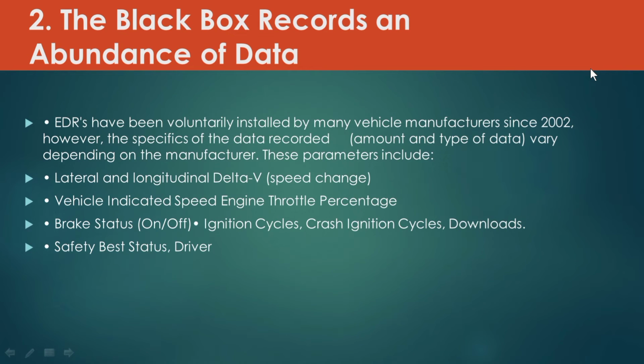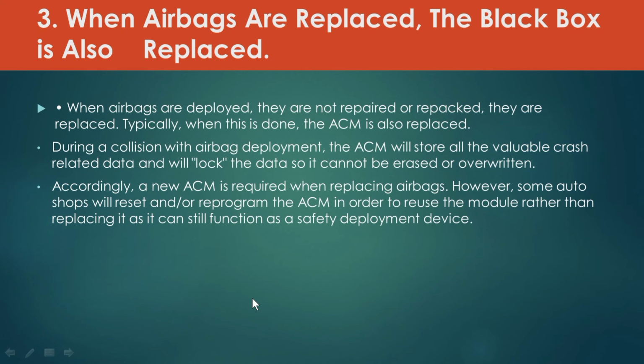A car's black box records a greater number of data. Since 2002, EDR have been voluntarily installed by many vehicles. It includes radial and longitudinal delta, brake status, seat belt status, driver, vehicle indicated speed, engine, ignition cycle, crash ignition cycle and downloads.